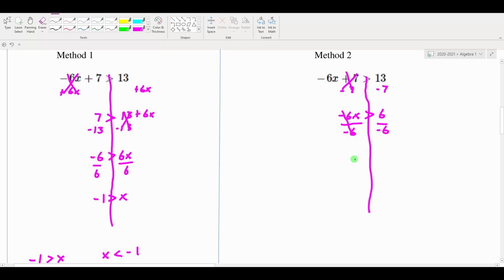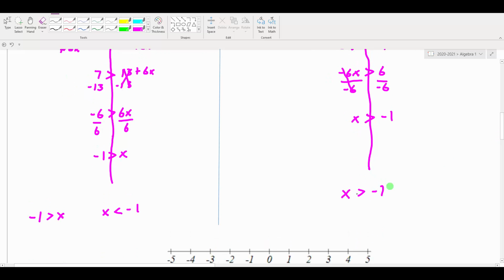Right, negative 6's cancel, and we get x is greater than, well, 6 divided by negative 6 is negative 1. All right, so I write my solution down here. We say x is greater than negative 1, and we start to see an issue here. Notice over here, x is less than negative 1, but over here we got x is greater than negative 1, and this should illustrate what a negative does to an inequality.